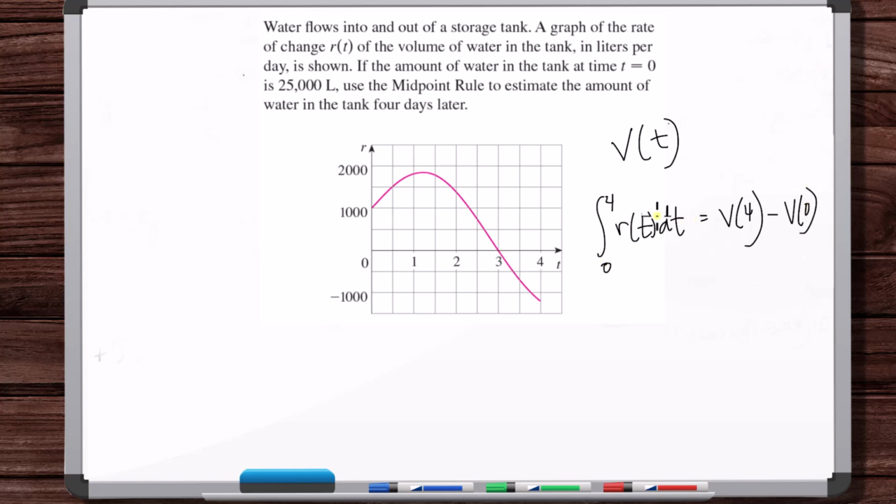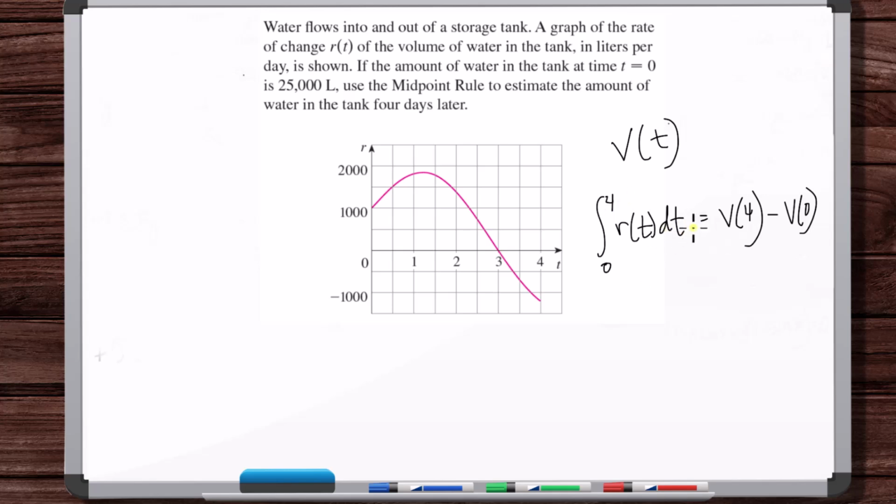Okay? So what it wants us to do is use the midpoint rule to get an estimate for this area, because it doesn't give us this function, but we can use the midpoint rule to estimate this. The net area under this curve is an estimate for what this is. And so we can get an estimate for this.